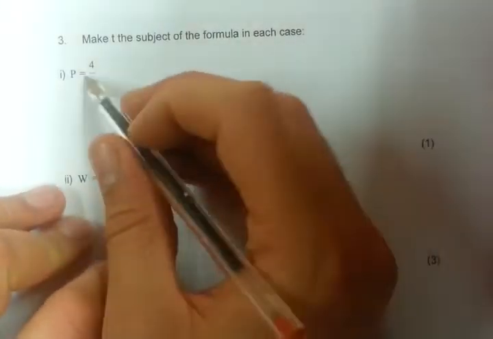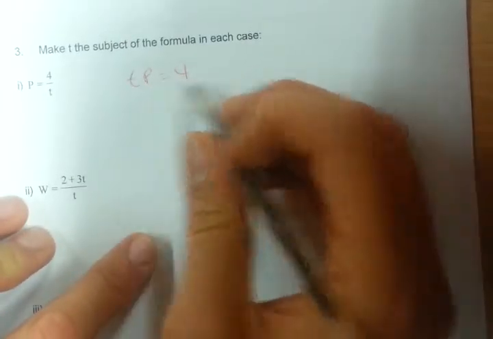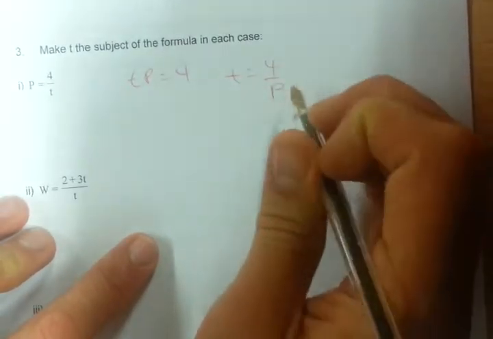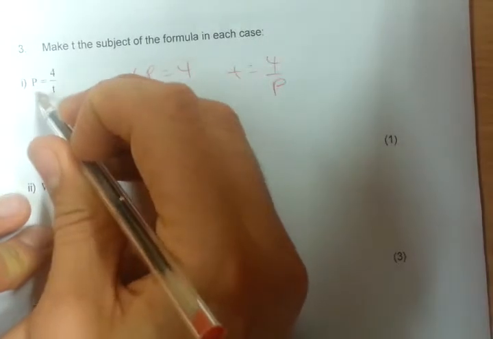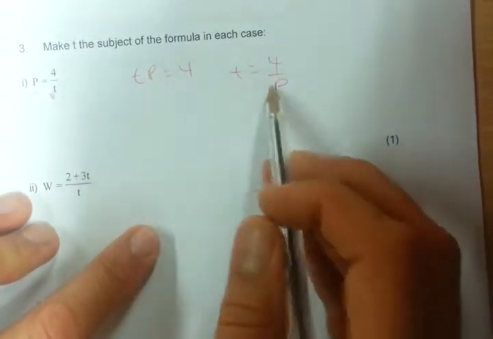Whenever you have an equation like this, hopefully you'll recognize that you can just swap these two around. So we need to swap these two around. The long way around, you can multiply by t, you get tp equals 4, and then divide by p, t equals 4 over p. But hopefully you've seen enough of these equations, particularly the SOHCAHTOA equations, that those two can just swap places. That's the long way of doing it, but that's the quick way.